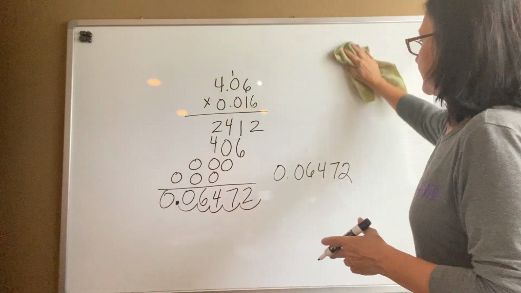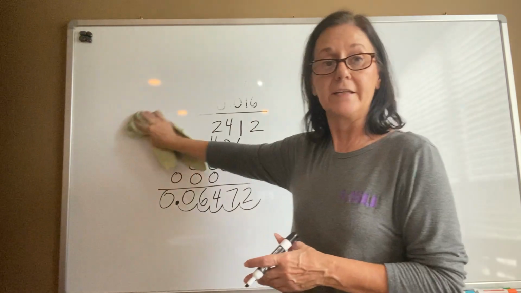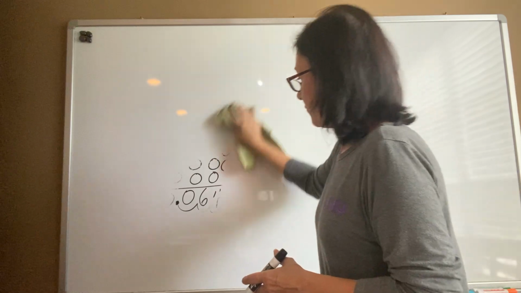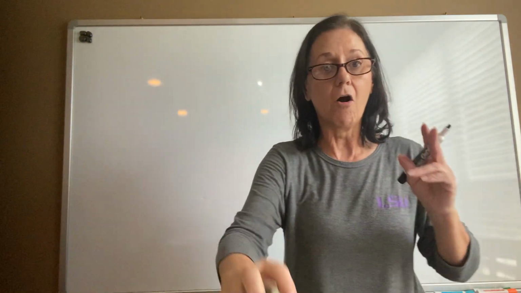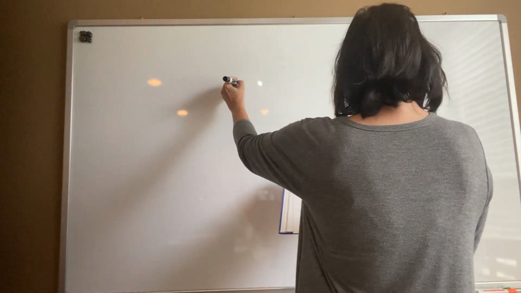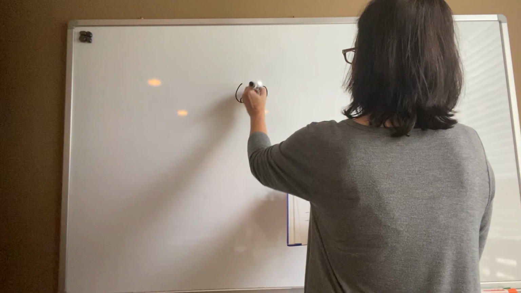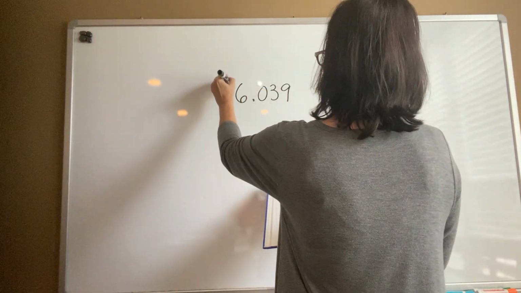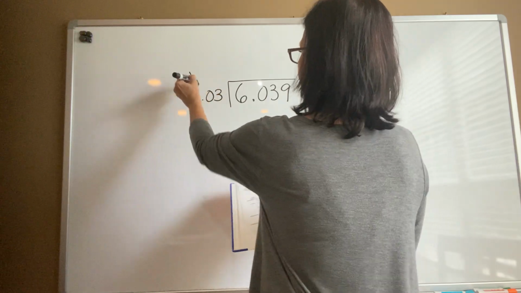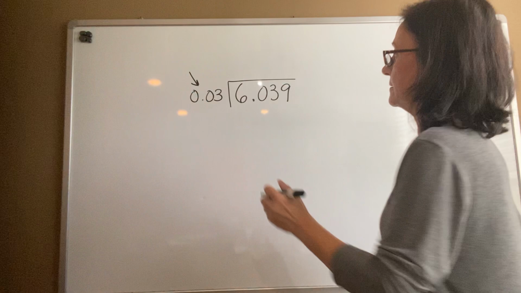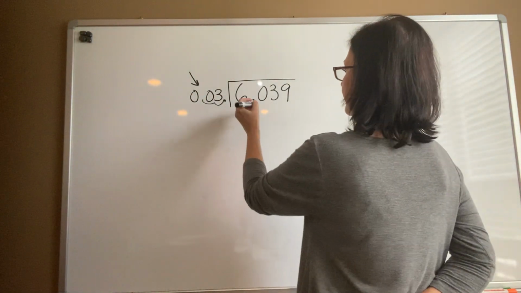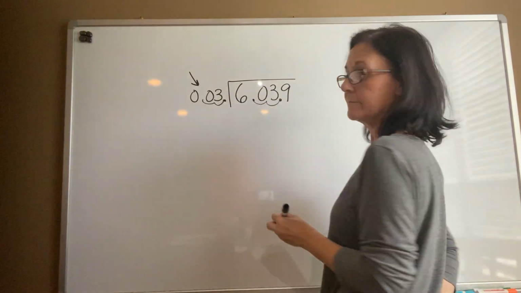Now dividing is different because my divisor cannot have any decimal places. So when I move the decimal place in my divisor, I also have to move it in my dividend. All right, so it says divide 6.039 by 0.03. That's my divisor. I cannot have any decimal places. So when I move my decimal place 2 to the right in the divisor, I have to move it 2 to the right in my dividend.